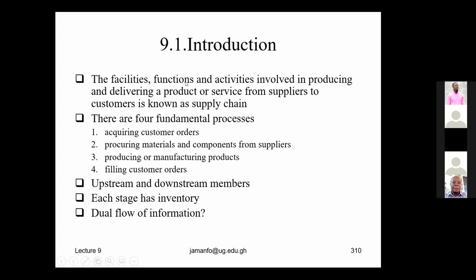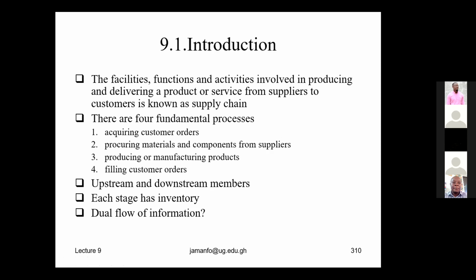So the facilities, the functions, the activities involved in producing and delivering a product or service from suppliers to customers is known as the supply chain. The facilities. So if we pick total shop, Bismarck, we are still using your example. If we take your shop, the total shop where you bought a bread from, those are facilities. And within that facilities, there are functions. The same way there are activities. If we go to A1 company, they'll have facilities, they'll have functions, they'll have activities.